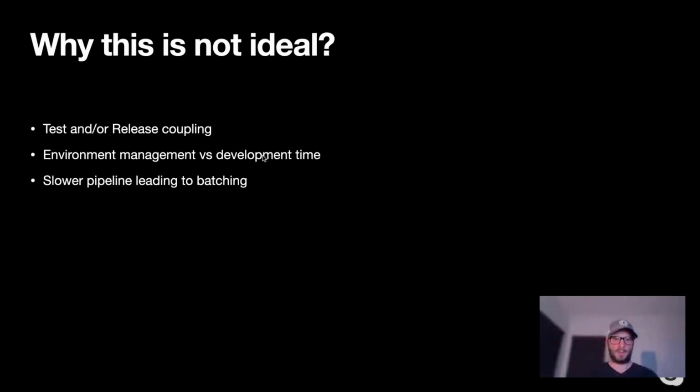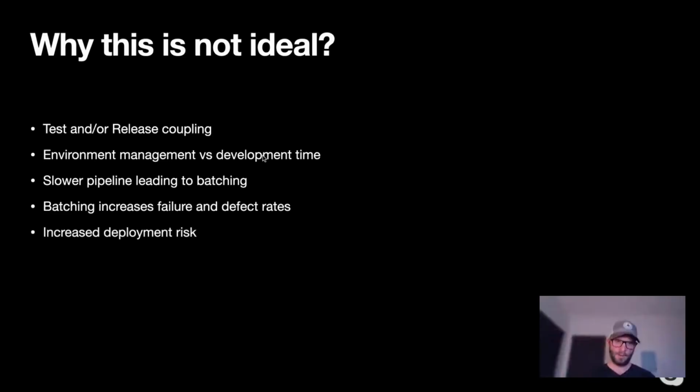This means that because we have too many systems, we have a slower pipeline leading to batching of releases. And with this batching, more failures and defects are exposed and introduced. We have deployment risks. Again, things can go wrong when we deploy. We might not configure things correctly, and we need to wait again.